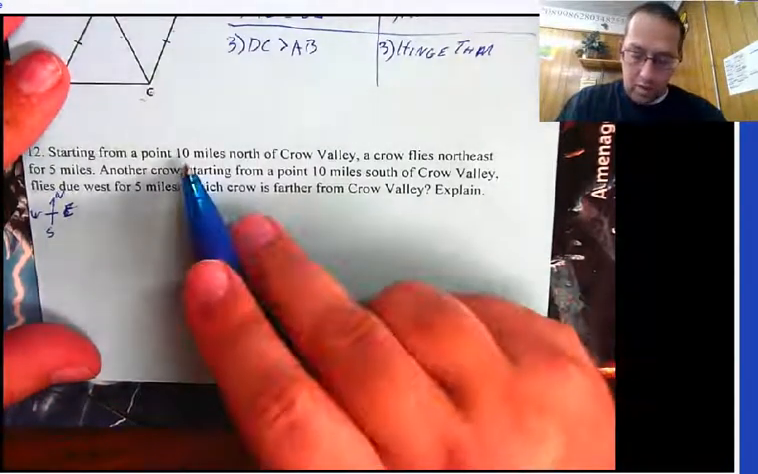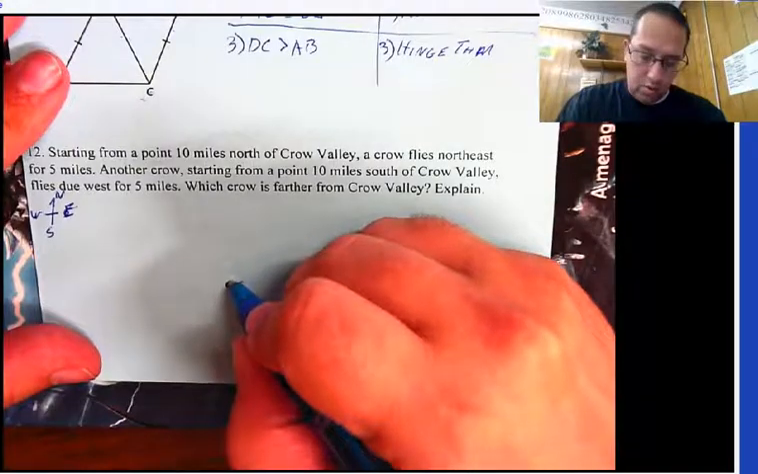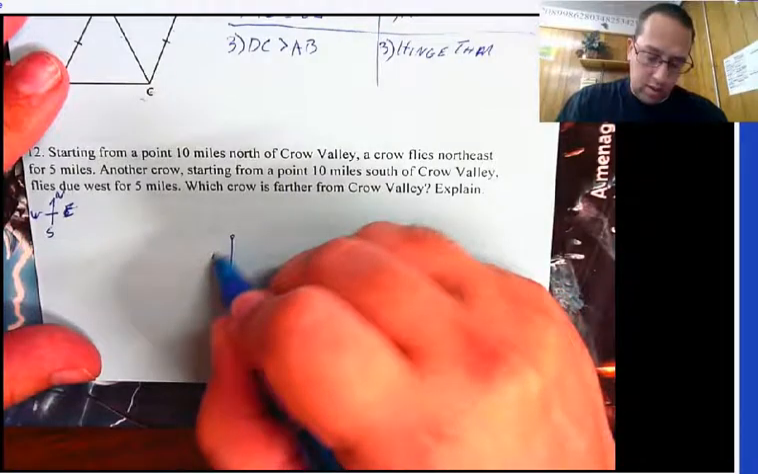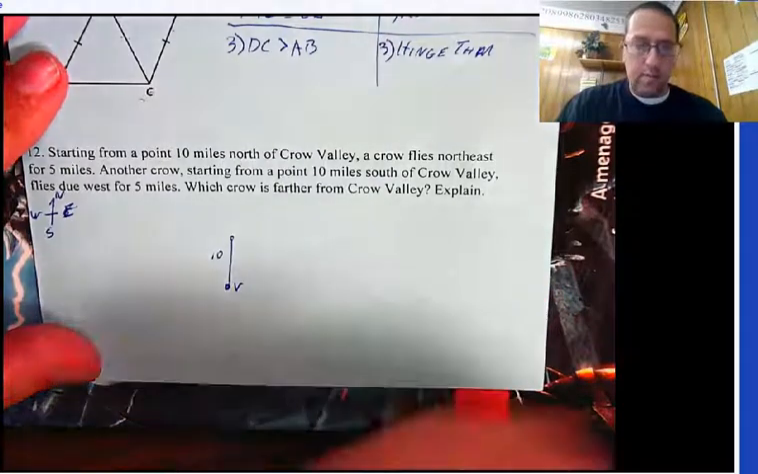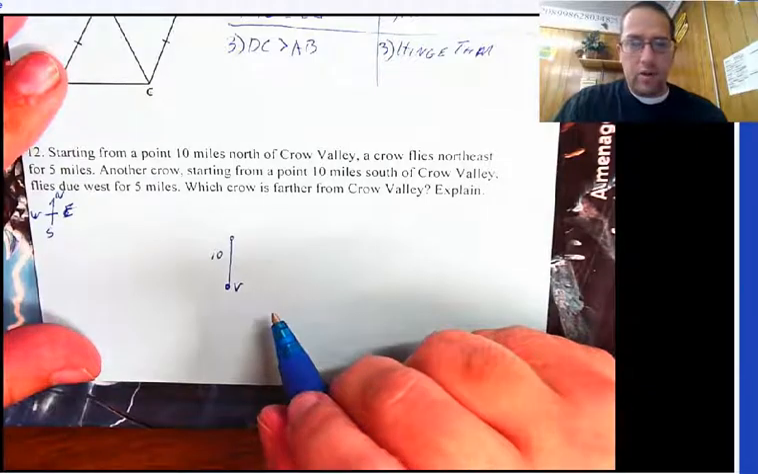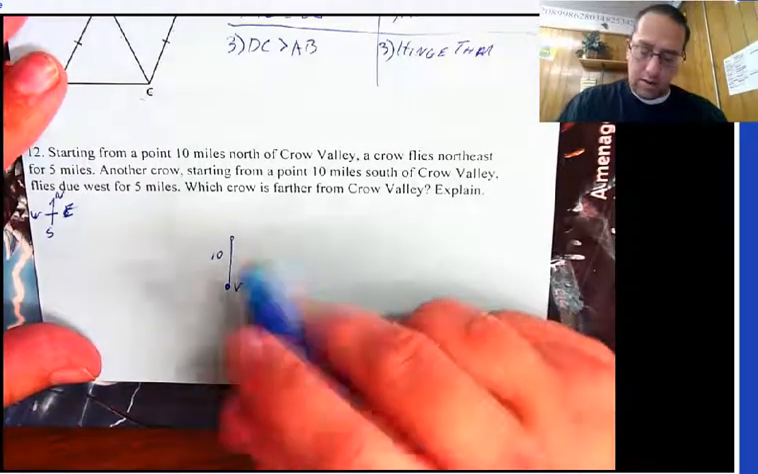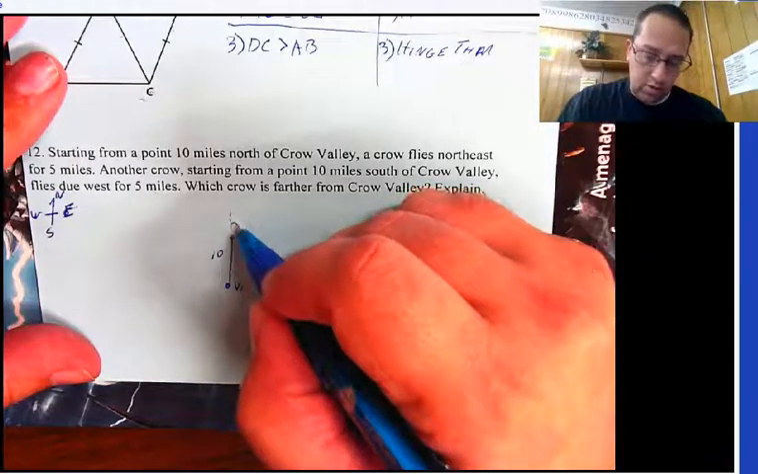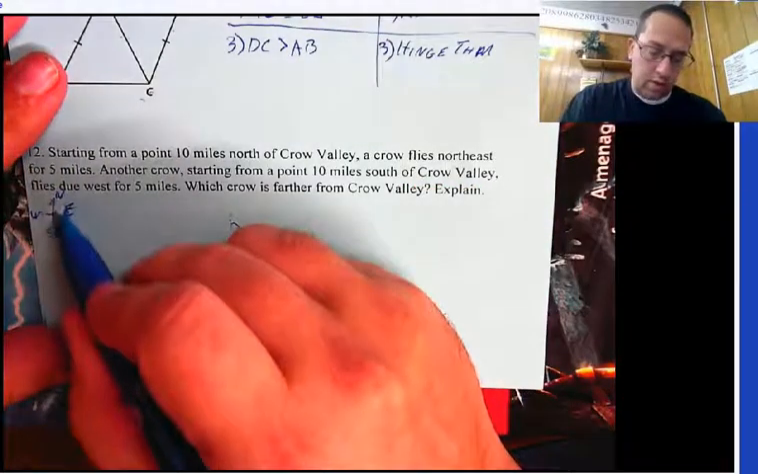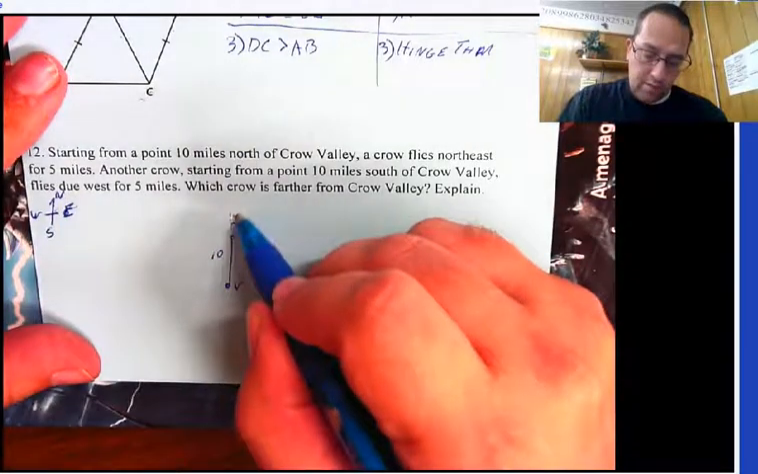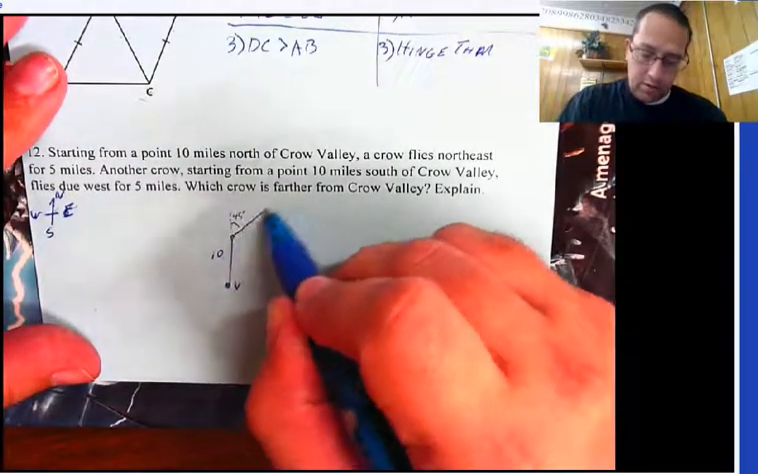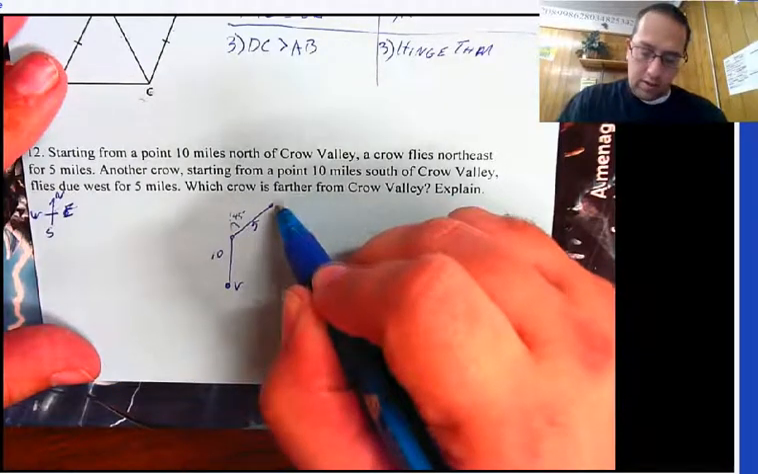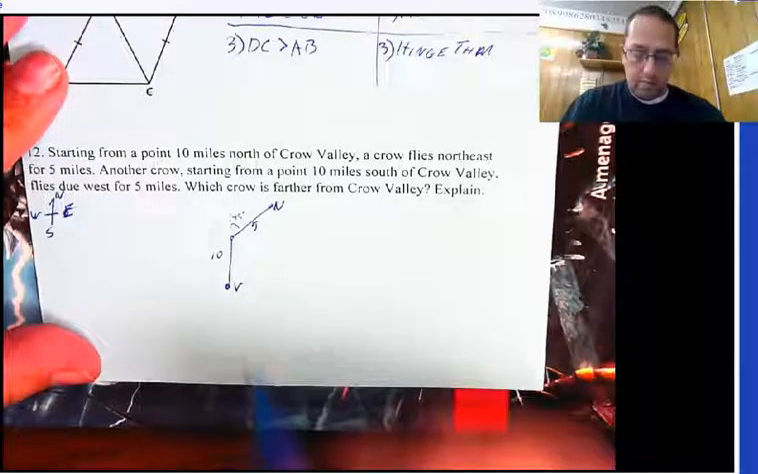Okay. First one starts off 10 miles north. So we're going to go 10 miles north. We'll call it right there. 10 miles north, straight up. Then flies northeast for 5 miles. Okay. So to do northeast, what's actually happening here is it turns northeast, which would be halfway between north and east, right? So that means it's going to make a 45-degree turn and go this way. So right there, this is 5 miles. And we'll just call this the North Crow Inn.